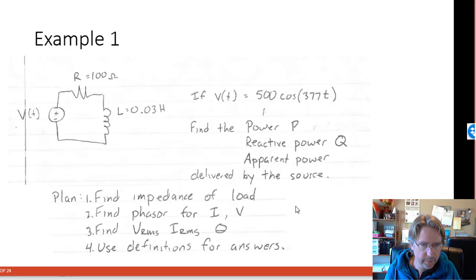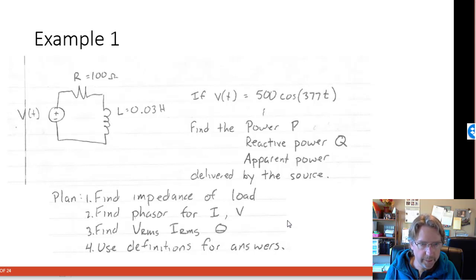Our plan is to first find the impedance of the load, the total thing, R and L together. We'll do phasors for the current and for the voltage, and then we will get the VRMS and IRMS that we need, and theta. Once we have those three numbers, we can use the definitions of P, Q, and apparent power to find the answers.